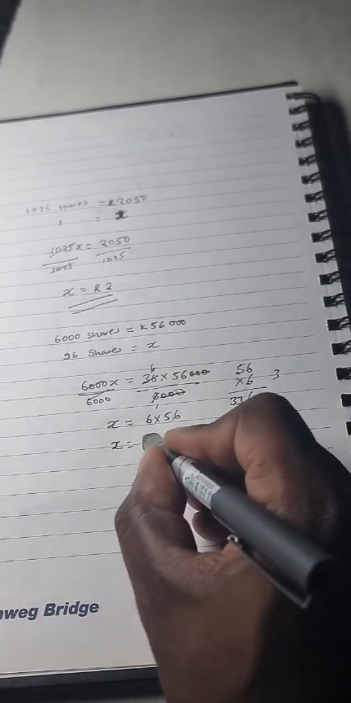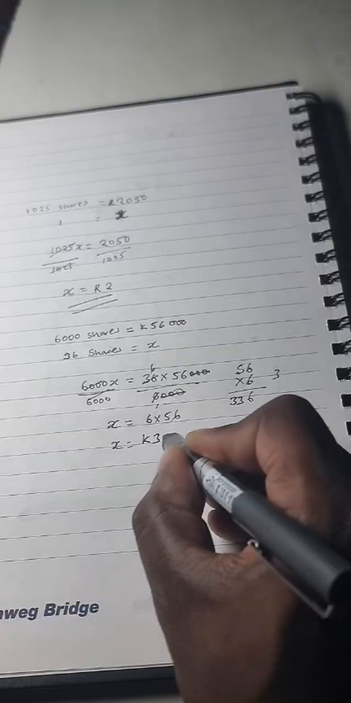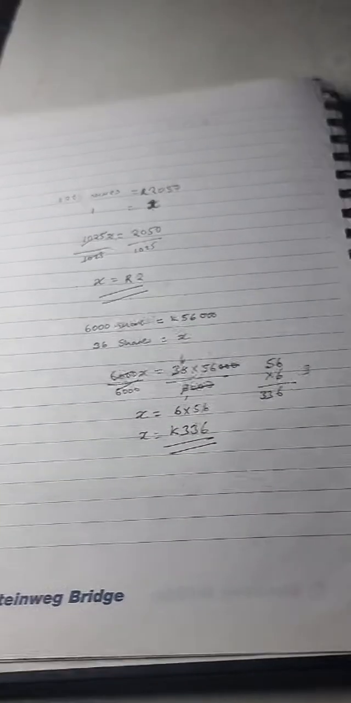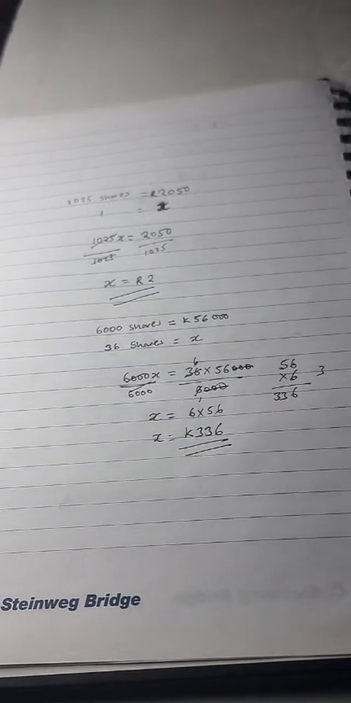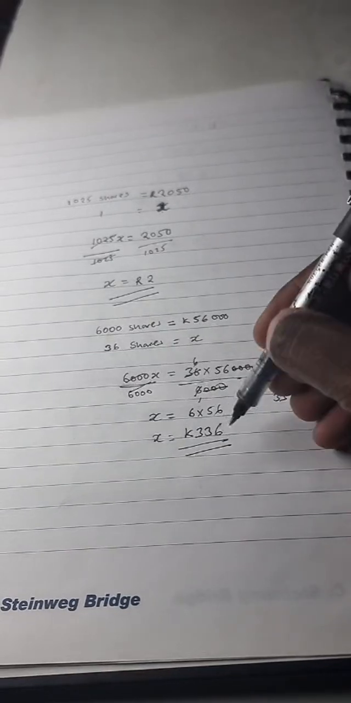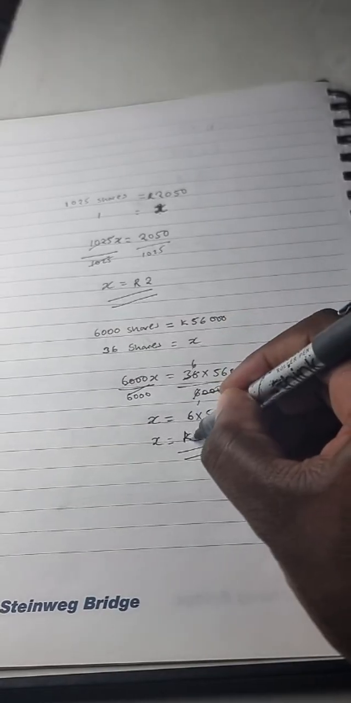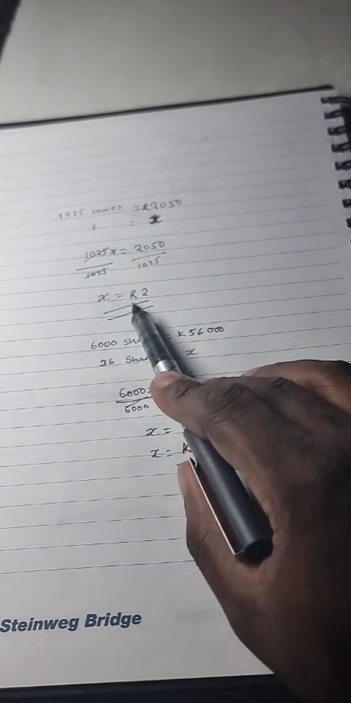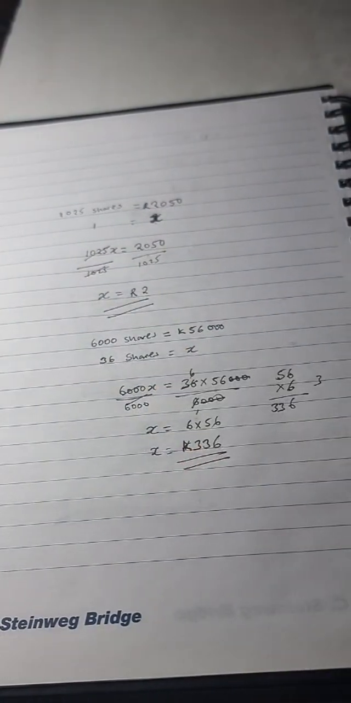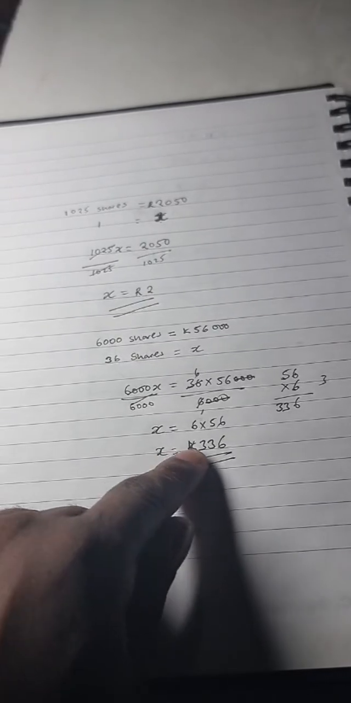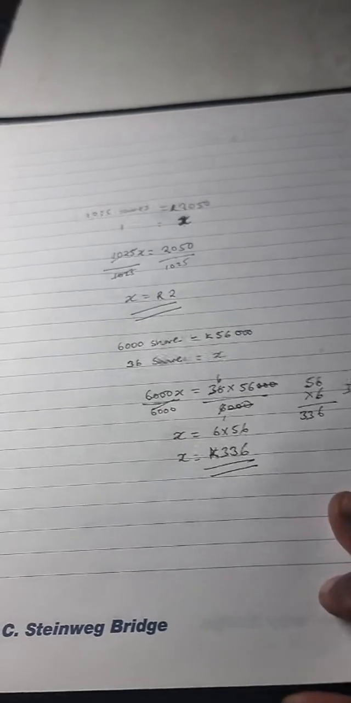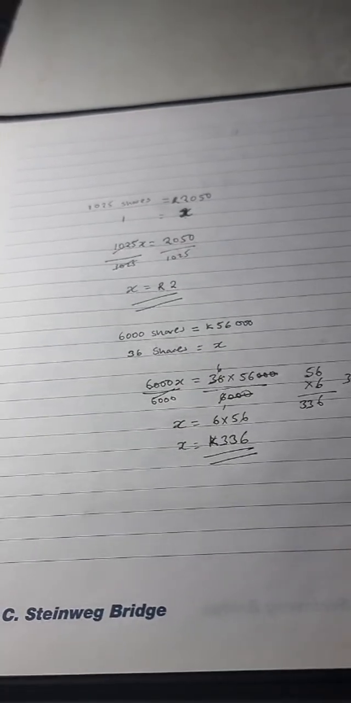So for having 36 shares, it is 336 kwacha. Please, if they say how much or what amount, put in Zambian currency, especially if they have mentioned kwacha here. The previous one was in rands because the question was asking in rands. Otherwise, even if you solved correctly, you get to lose out.